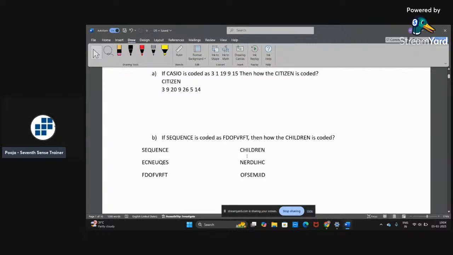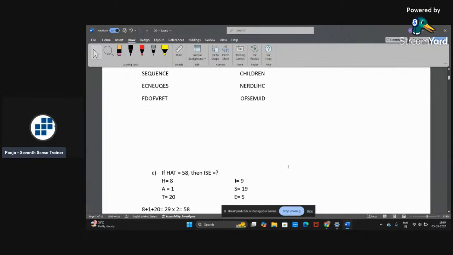So, how is it? The word children, first we need to rearrange in the reverse order. Then we have to move one alphabet forward. So after N it is O, after E it is F, after R it is S, after D it is E, after L it is M, after I it is J, after H it is I, after C it is D. This is how we are going to get the answer for the word children. This is how it is coded. Now let's move on to the next one.